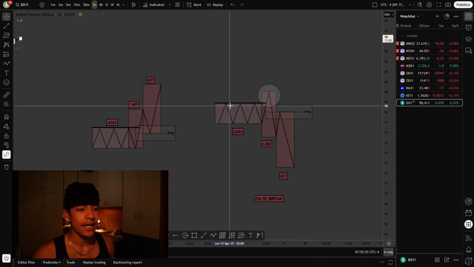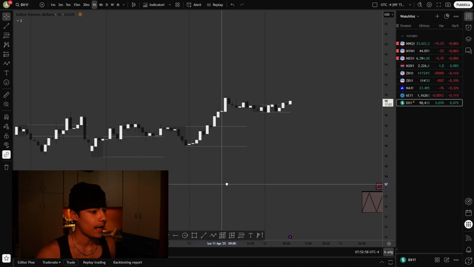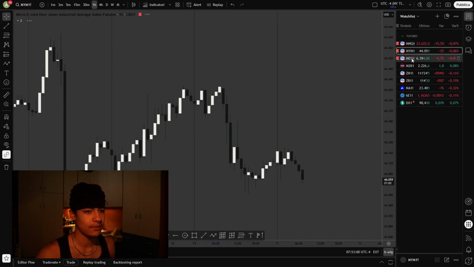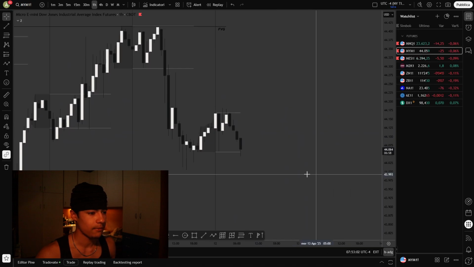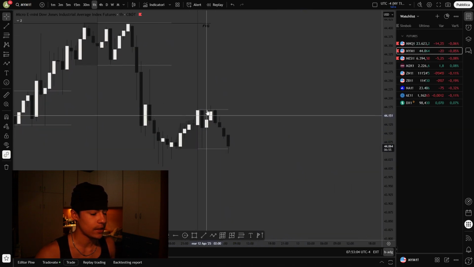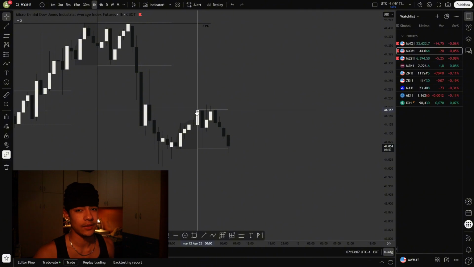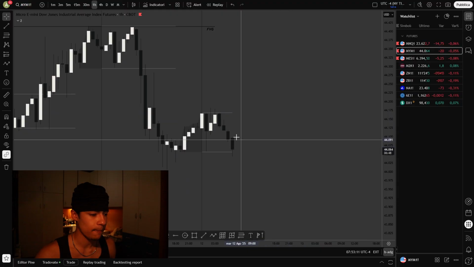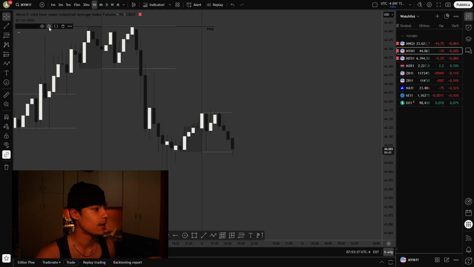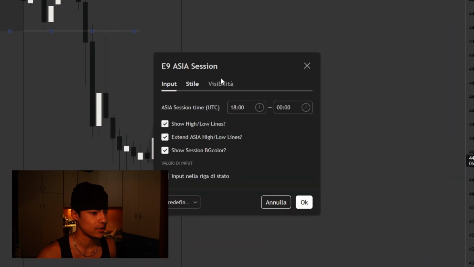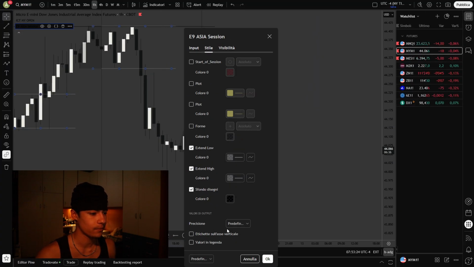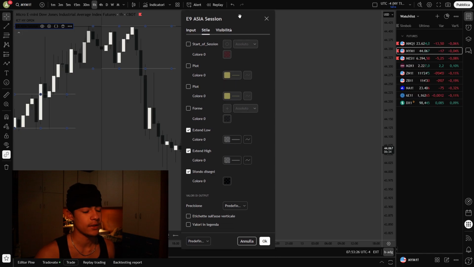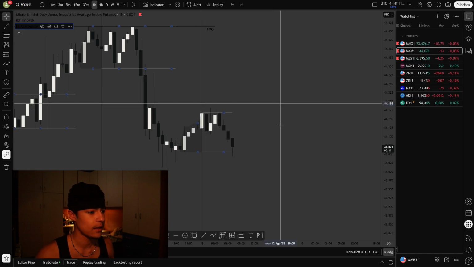So to help me with this analysis, I have 2 indicators. As we can see right here, let me go on US30. We can see this section right here, which is the Asia's range. I also mark my Asia highs and my Asia lows, and this indicator is called E9 Asia session. As you can see right here, this is my setting. If you want, just take a screenshot and copy and paste it.